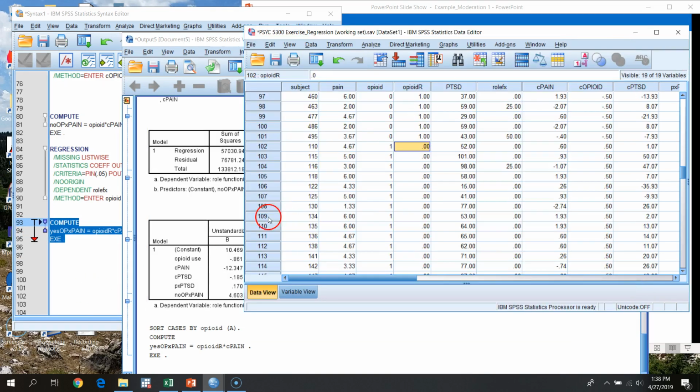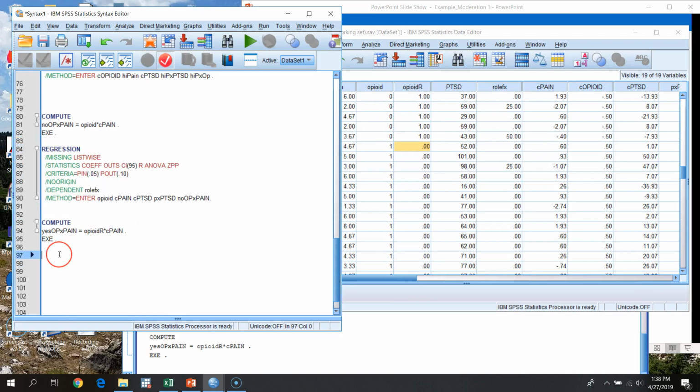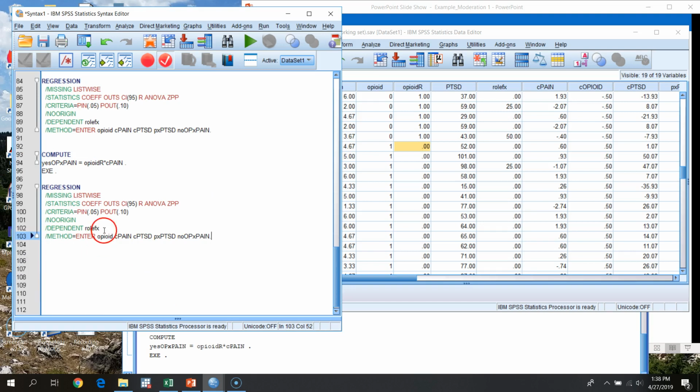Okay, and so what I've got now, I'm going to run my regression model where instead of my dummy code for opiate use, where 0 indicates no use and 1 indicates use, I'm going to run a regression model with my recoded variable where 0 equals use, 1 equals no use, times pain, times centered PTSD. Pain times PTSD doesn't matter because opiate use isn't in this. But then I'm going to model this with my interaction of opiate use yes times pain, where 0 equals use, 1 equals no use.